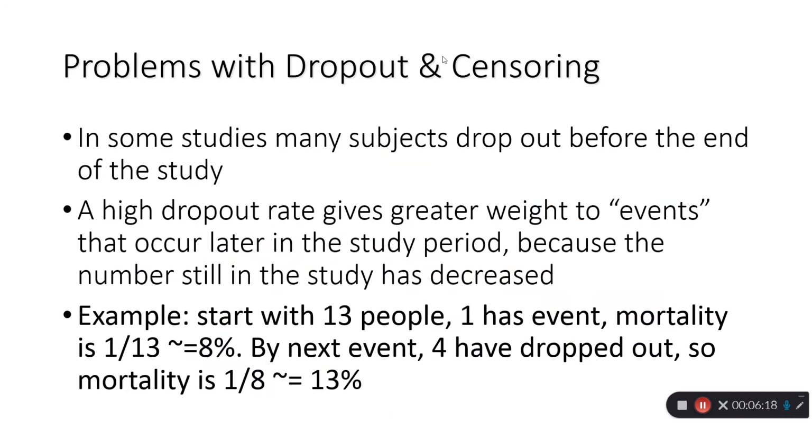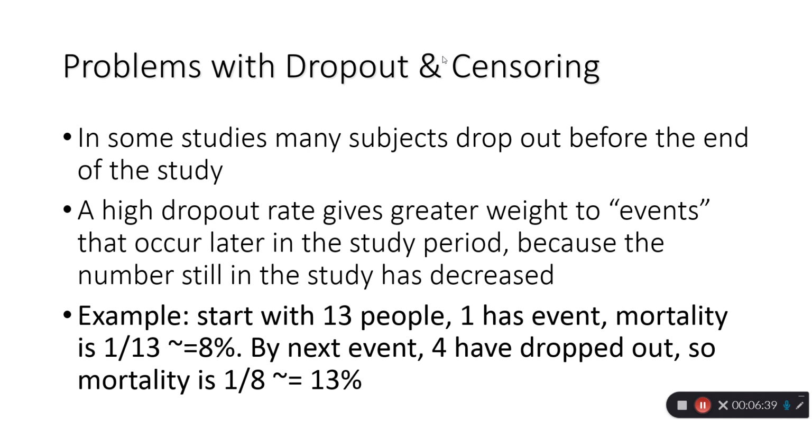Some other problems with dropouts and censoring. In some studies, many subjects drop out before the end of the study. A high dropout rate gives greater weight to the events that occur later in the study period because the number still in the study has decreased. An example would be starting with 13 people, and one has an event, so the mortality rate is 1 over 13, or 8%, over the first time period.